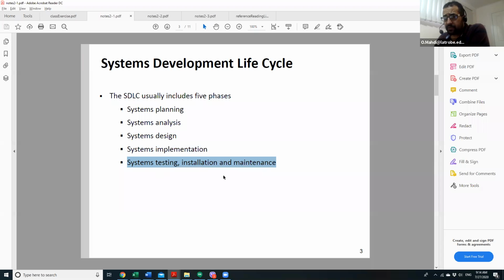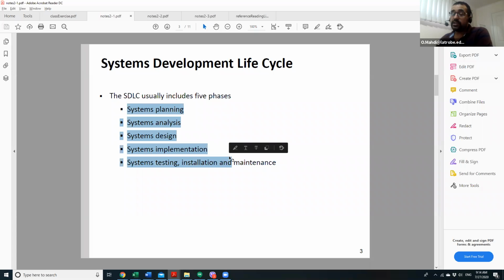For the purpose of this subject, we will start talking about each phase from this week till the end of week 12, which will cover the last phase, testing, installation, and maintenance. So within 12 weeks, we will talk about each phase of the system development life cycle.